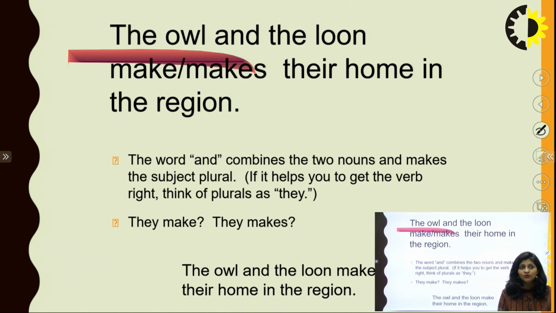The owl and the loon make or makes their home in the region. The word "and" combines the two nouns and makes the subject plural. So obviously now we are using "and" between the two subjects. Now these two subjects are different subjects, and obviously they have become plural, okay? So now you will use a plural verb here. If it helps you to get the verb right, think of plural as "they": they make or they makes. So obviously you will use a plural verb here, right? The owl and the loon make their home in the region.